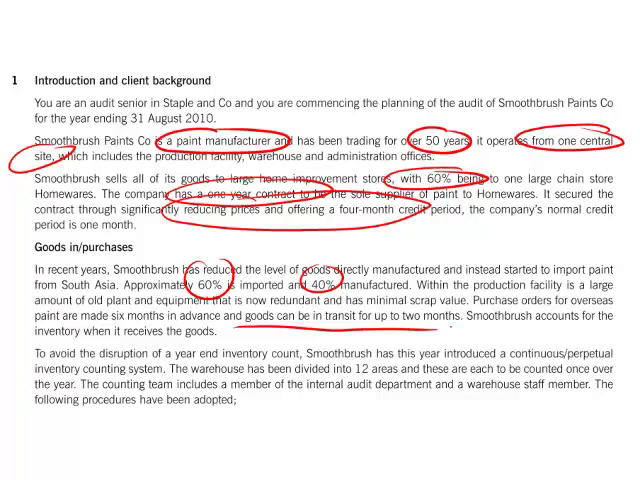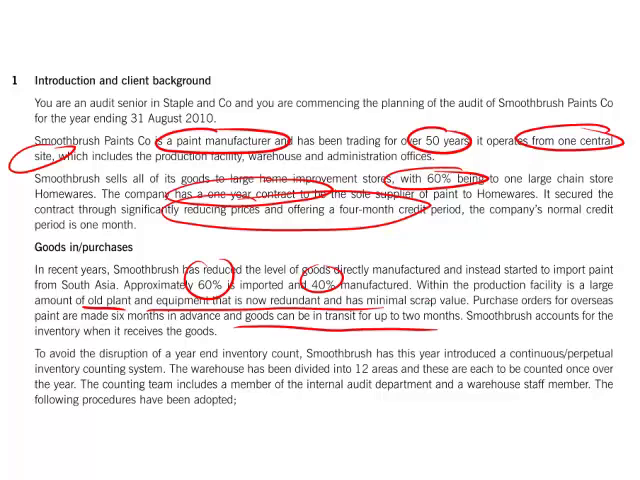And then it tells us, just going back a little bit, within the production facilities, a large amount of old paint and equipment that is now redundant with minimal scrap value. Very much a risk, 2 risk factors here, because it's old plant, not old paint, that we have to think to what extent that should be written down. There may be accelerated depreciation to comply with the proper valuation of non-current assets.